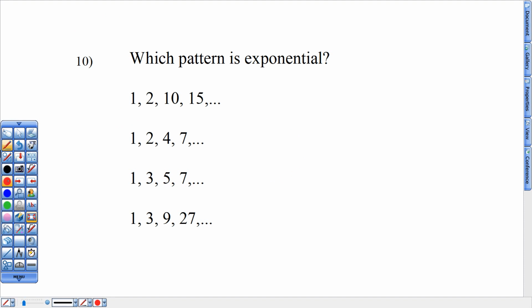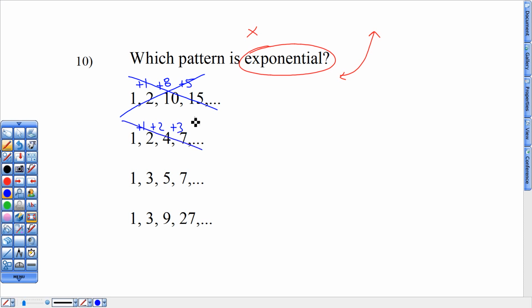Which one is geometric or exponential? Same thing, that's timesing. If you have any pattern that's timesing or really dividing, that's exponential. You're looking for the one that's timesing. So this one I could see is adding by 1. This adding by 8. This adding by 5. This is kind of wacky. There's nothing, no pattern there. This one adding by 1, adding by 2, adding by 3. Cool little pattern there, but that's not timesing.